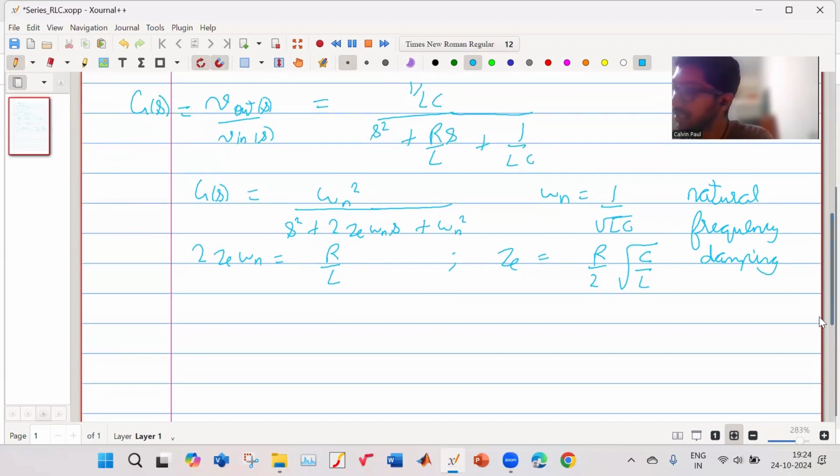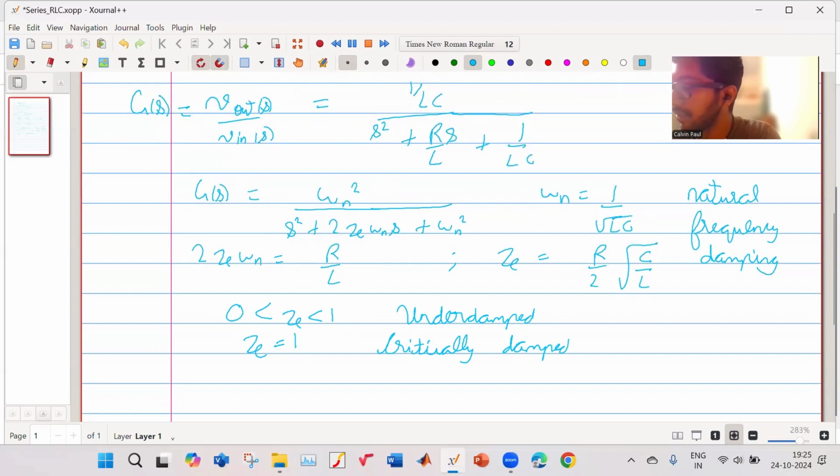So there are three cases. If zeta is between 0 and 1, the system is known to be underdamped. If zeta is equal to 1, then it is critically damped. And if zeta is greater than 1, then it is known to be overdamped.